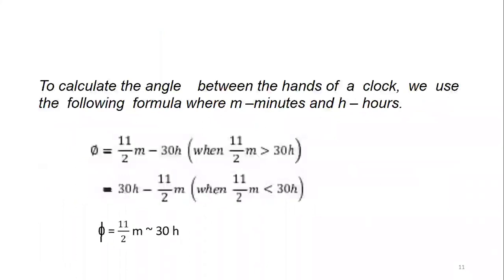Now, how to calculate the angle between the hands of the clock? So the formula is: the angle phi is equal to 11 by 2 m minus 30h when A is greater than B, and 30h minus 11 by 2 m when A is less than B. So simple, what is that? The angle is nothing but the difference between 11 by 2 m and 30h. Now the angle should be a positive one. The difference should be the positive one. So that is the formula.